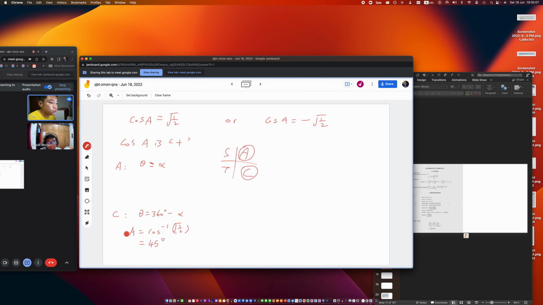Now you ask yourself, this 45 degrees, where should you write the 45 degrees? Here, theta equals alpha. Very good. So you just write down theta is equal to alpha is equal to 45 degrees. Does it make sense? Then now you get to find out the other theta, so I'm going to erase this. Actually I should write it just beside here.